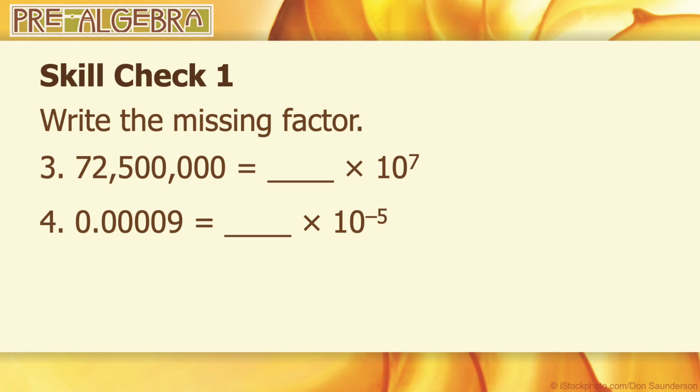Okay, here's another one. What is the missing factor? So that's our beginning number. Is it going to be 725? Nope. How about 72.5? That's not between 1 and 10 either. So this is 7.25. We're going to have the decimal point land right here.